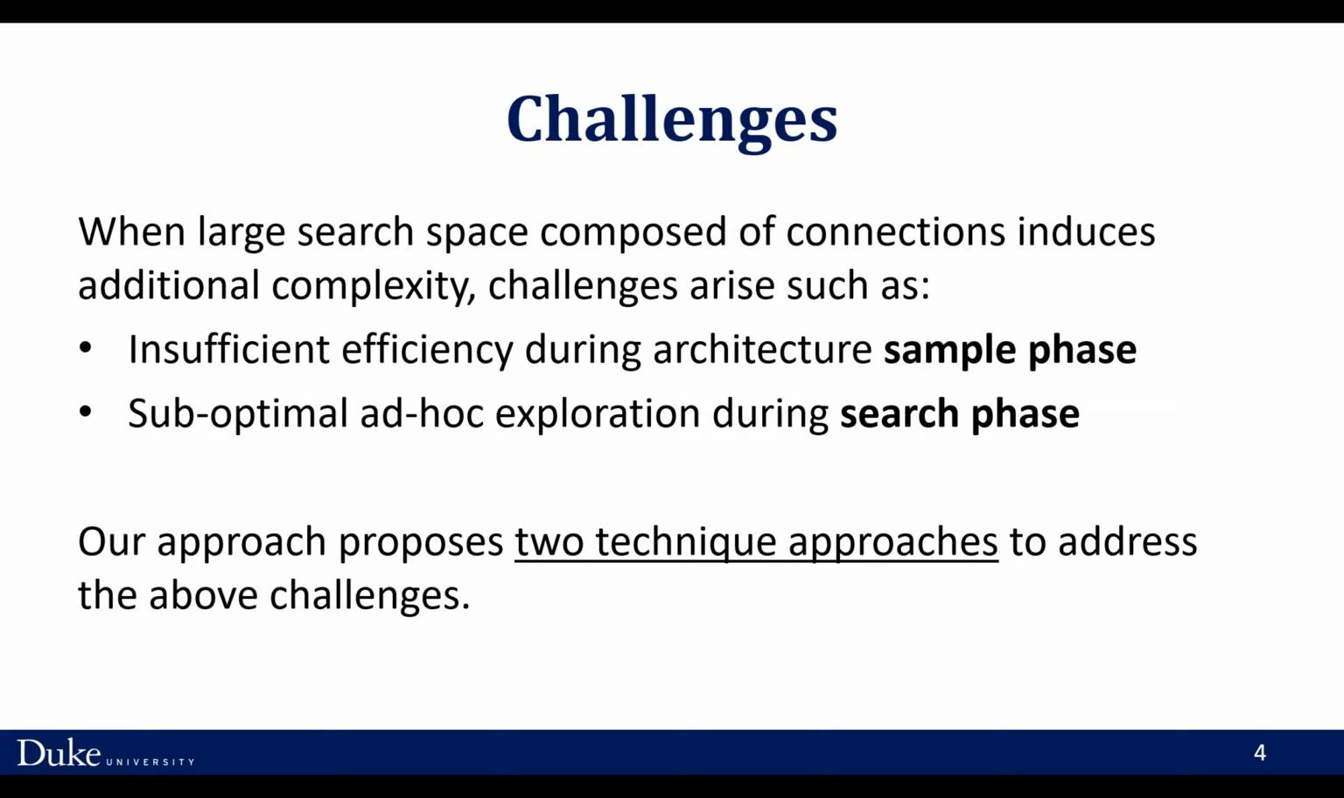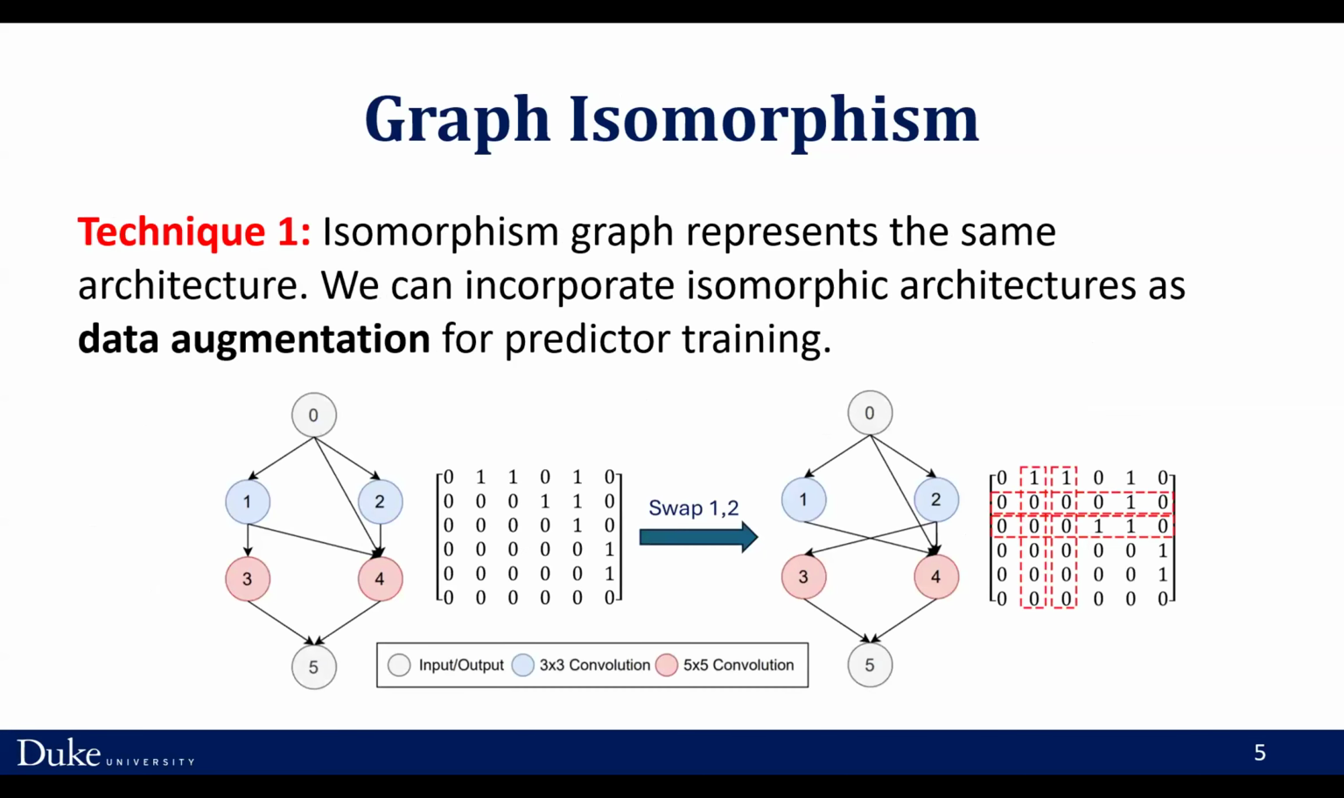To address these two challenges, we have proposed our paradigm to utilize connectivity search and introduce two technical approaches to address all of these challenges. The first approach is graph isomorphism. This is inspired by the observation that isomorphic graphs, which means graphs that represent the same architecture in reality, will always end up with the same performance when evaluated on the same training pipeline.